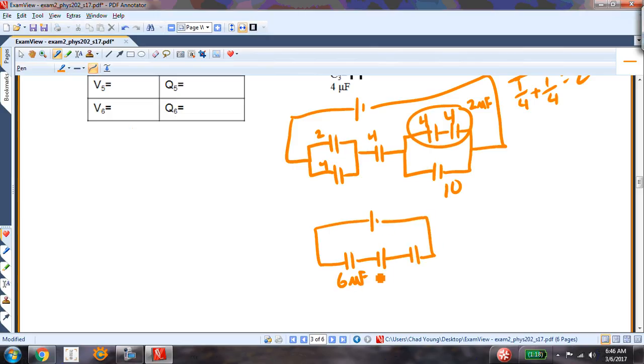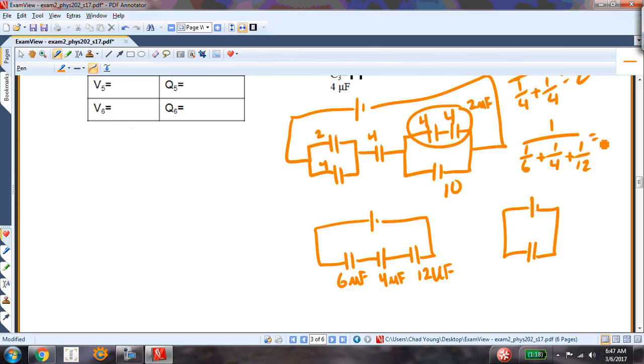6 microfarads, 4 microfarads, and 12 microfarads. And then that equivalent is, well, let's see, 1 over 1 over 6 plus 1 over 4 plus 1 over 12. Find a common denominator. That would be 2 over 12 plus 3 over 12 plus 1 over 12. That's 6 over 12. 1 over a half. That's equal to 2. So I have 2 microfarads, 12 volts, I think.